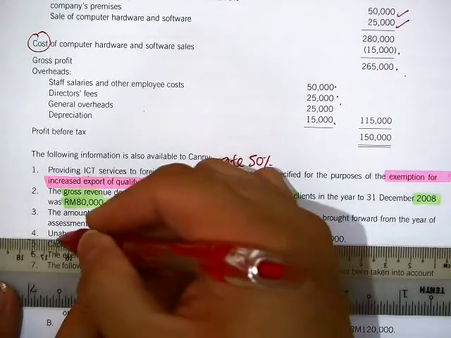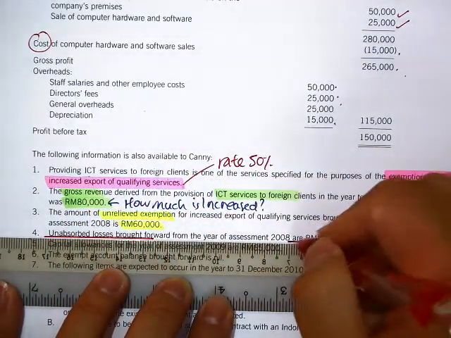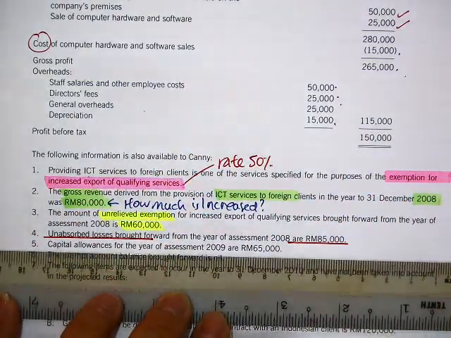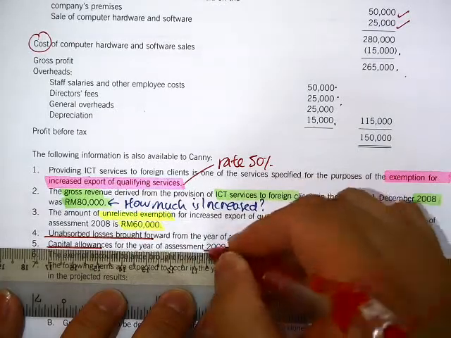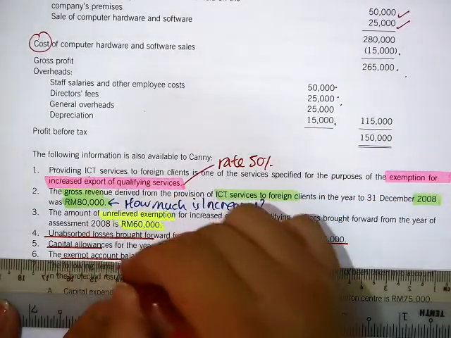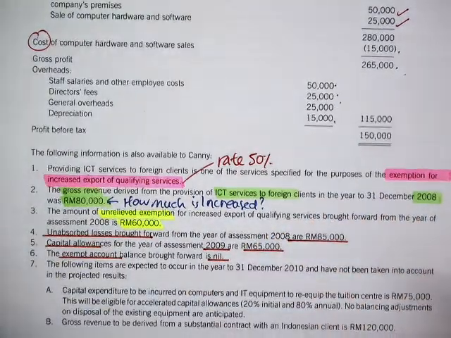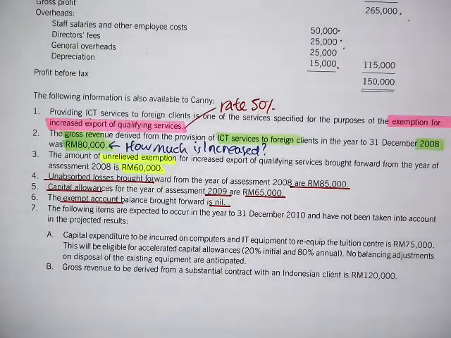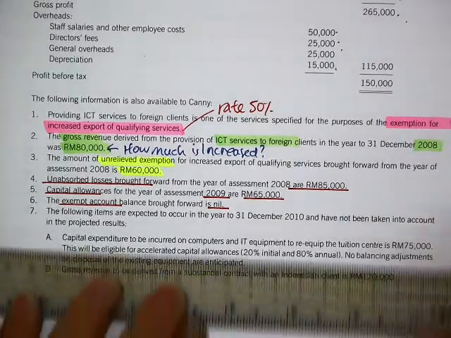Okay, unabsorbed business losses brought forward 85. CA for 2009 is 65. Exempt account balance is nil. Now the following items are expected to occur in the year ending 31st December 2010 that they have not taken into account.